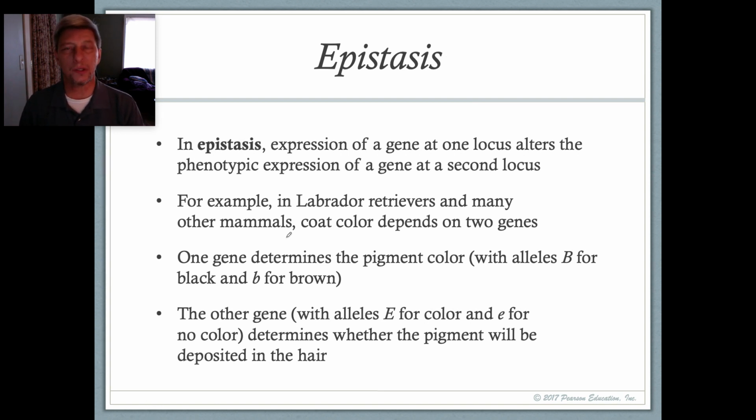One of the genes codes for the color of the coat, and those genes are either the black allele or the brown allele, black being dominant and the brown allele being the recessive allele. The other one is a gene that codes for whether or not pigment ends up in the hair.